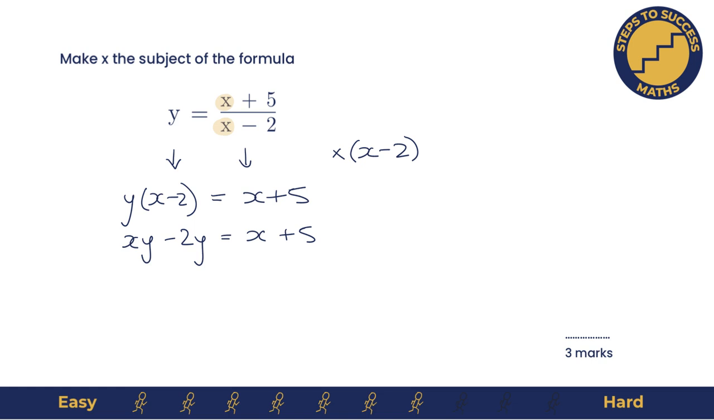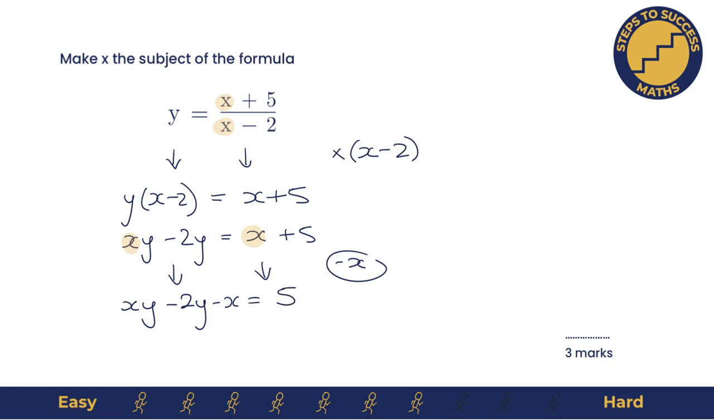Keep remembering what you're trying to do. You're trying to get the x's together. So now we're going to take away x from the right hand side. I'm going to also do it to the left to keep the equation balanced. So xy, take away 2y, take away x is equal to 5.